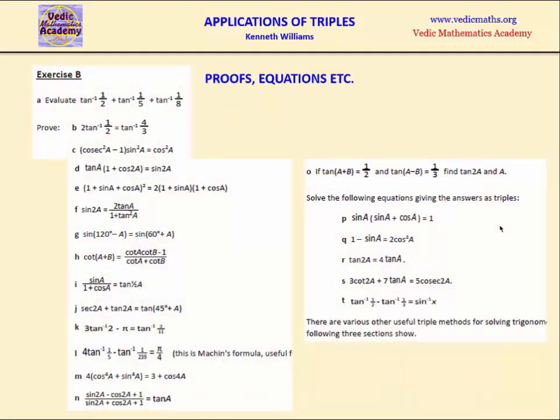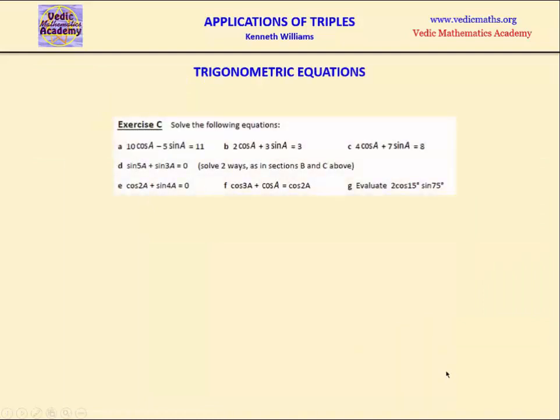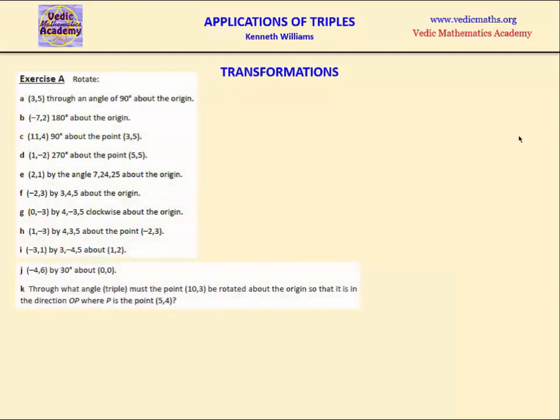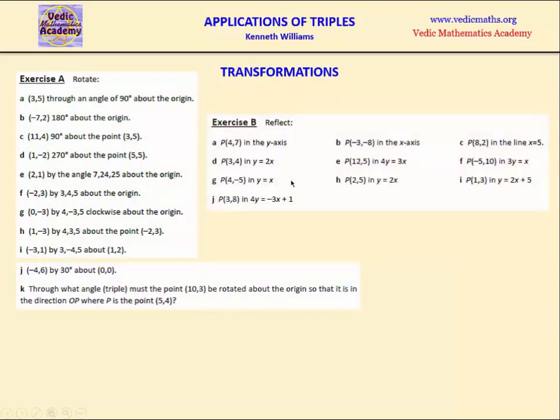Proofs we can do too, things like this, inverse functions, proofs of all kinds, and solving equations like this. And this is a special kind of trigonometric equation which is quite popular in exams, which you can solve very easily using the triple method and vertically and crosswise. Transformations, we can do these rotations, you've seen this. We can do reflections as well, and even rotating curves like this, y equals x squared.